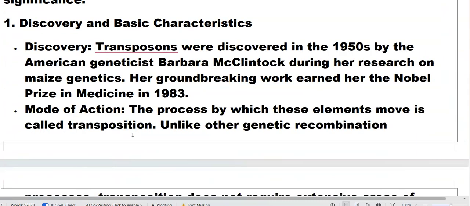Discovery and basic characteristics. Discovery. Transposons were discovered in the 1950s by the American geneticist Barbara McClintock during her research on maize genetics. Her groundbreaking work earned her the Nobel Prize in Medicine in 1983.